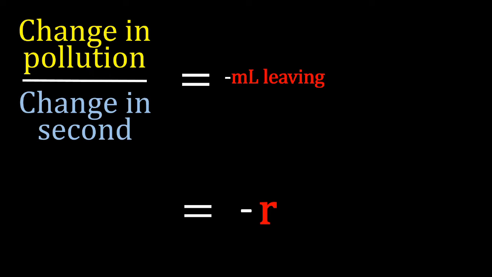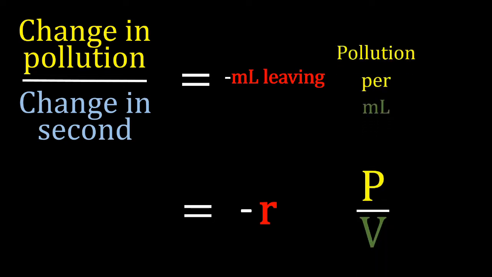In what way? Well, there's R many milliliters, and each milliliter has some amount of pollution, which is P divided by V. So the amount of pollution that left was going to be R, the amount of milliliters we're removing in that 1 second, multiplied by P divided by V, which is the amount of pollution per milliliter. We're taking away R milliliters, we're taking away R times P over V pollution. So R times the concentration. And it's decreasing, so it's a negative.